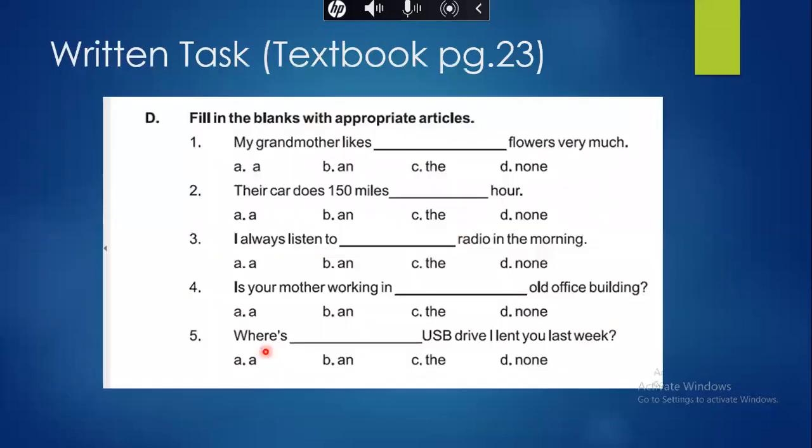Now let's come to the written task that is in your textbook, page number 23, English A. Fill in the blanks with appropriate articles. Here they have given you MCQs. You have to find the correct option. Sometimes you don't need to put any kind of article, so you're going to leave that blank.